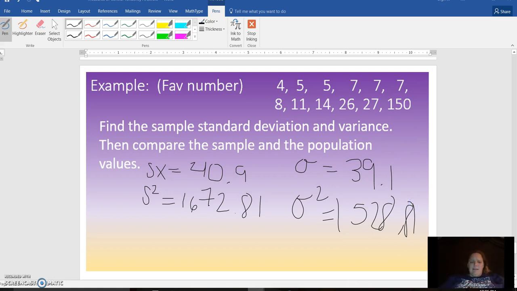So you could say something like the sample standard deviation is greater than the population standard deviation. Or you could physically subtract them and get a specific number. Get 1.8. And so just something concrete like that.